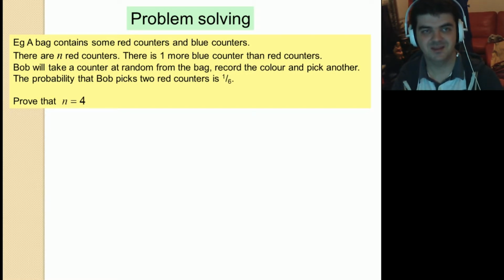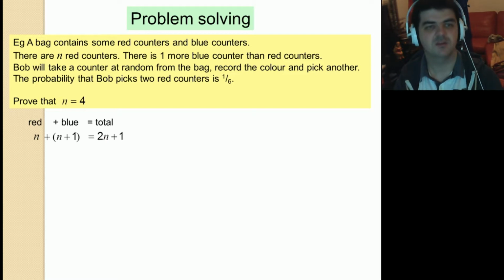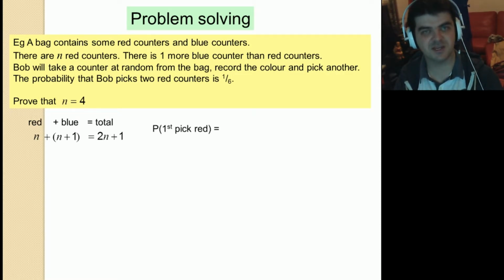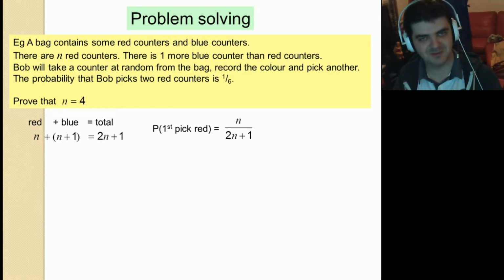Okay. So, if there are n red counters, it says there is 1 more blue counter than red counter, so your blue is going to be n plus 1. That will give you the total number of things in the bag: n plus n plus 1 equals 2n plus 1. Next, the probability that his first pick is a red is going to be n over 2n plus 1, since there are n reds in the bag and the total number is 2n plus 1.